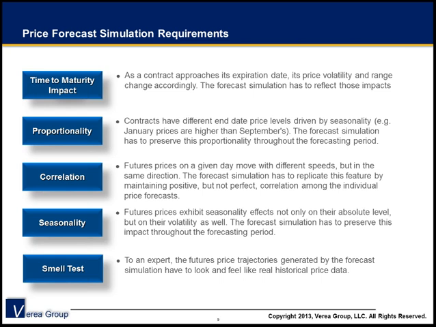The second one, I call it proportionality. It's very, very basic, that as we saw in the price curve in the previous slide, for example, January prices are always higher than May prices, so our simulation has to preserve this proportionality as we simulate the whole portfolio in the future. The next characteristic is correlation. As we all know, prices are correlated, and when I say correlation, it's not perfect one, so we have to preserve the characteristics of this correlation in our simulation exercise. Seasonality, it's almost a subset of time to maturity, but as we know, contracts at different time periods have different character.